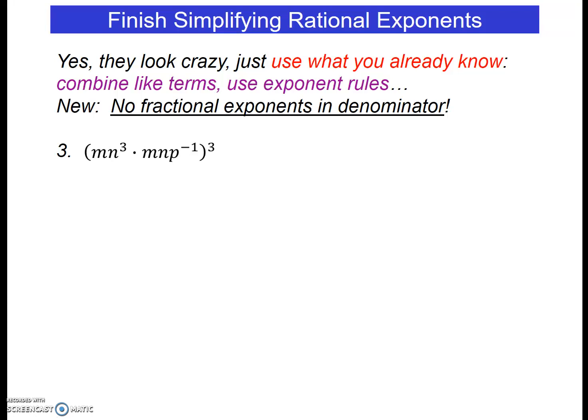For this one, the process I would take is first to combine everything inside. So m and m give me m squared, n cubed and n gives me n to the 4th, and I have p to the negative 1. Then from here, I would distribute through with the exponent of 3. So I have m to the 6th, n to the 12th, and p to the negative 3. Anything that's negative needs to become positive, so I'm going to move p to the negative 3 into the denominator. Now, if I'm talking too fast, I'm sorry. You can always pause and rewind if you need to hear that explanation again.